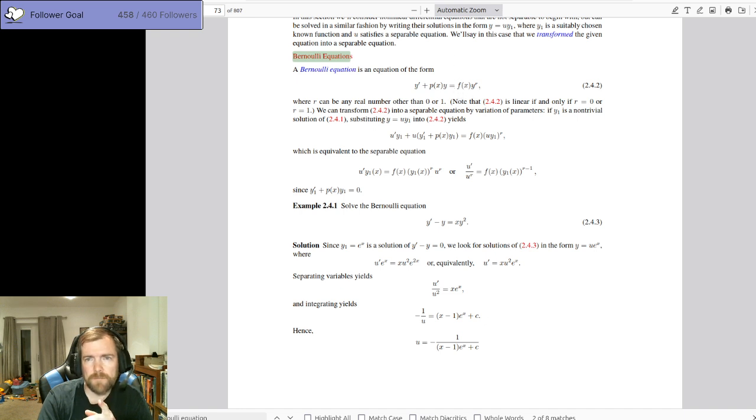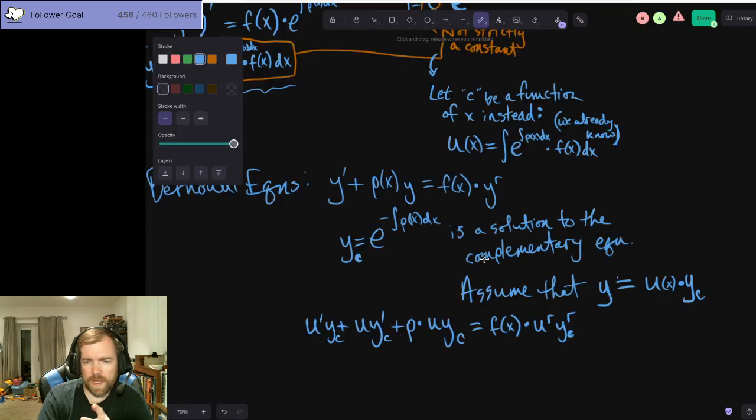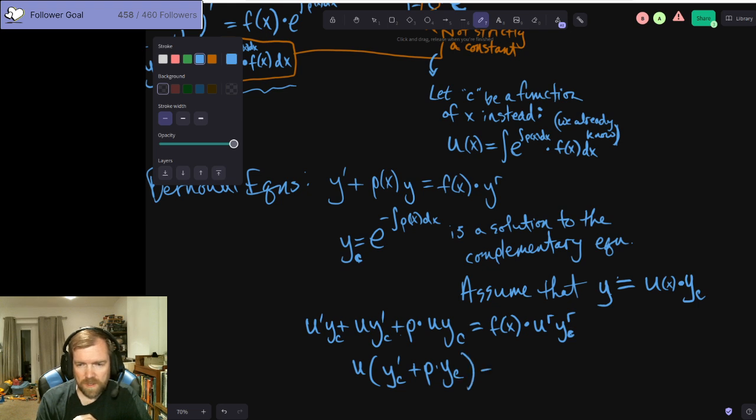Right, okay. So we have u times the quantity y sub c prime plus p y sub c. And over here, this is u prime y sub c plus that. And over on the other side is f of x times u to the r y sub c to the r.